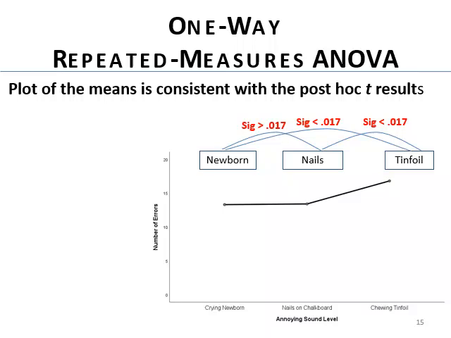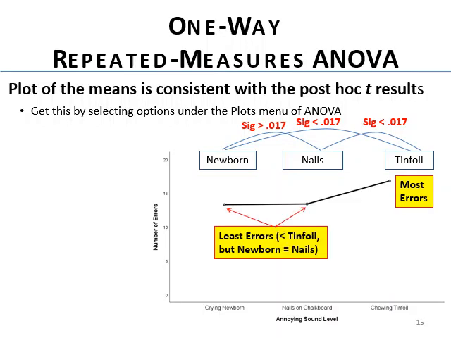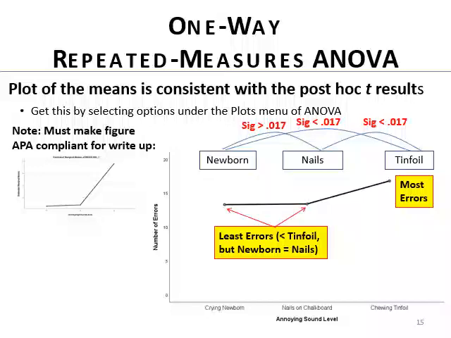That was the results. And so looking at the means, if you're visual like me, you can see crying newborn and nails were basically flat. Chewing tinfoil was elevated relative to both of them. And so most errors were made when they were chewing tinfoil. They had equal numbers of errors, but less than chewing tinfoil, for newborn and nails, right? So those 2 groups are equal numbers of errors, but they were both less than tinfoil. So tinfoil, they made the most errors. That is the most annoying sound. It wins.